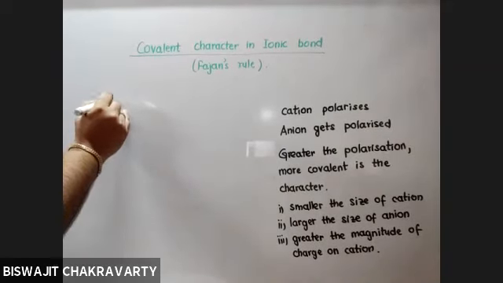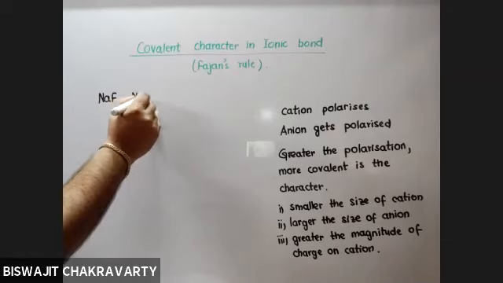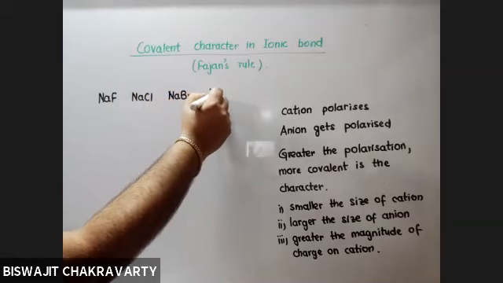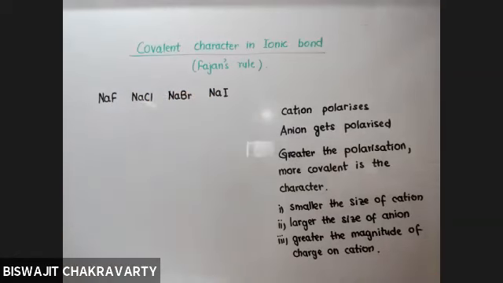Now, keeping in mind this particular fact, whatever we have discussed so far, suppose you are given compounds like sodium fluoride, sodium chloride, sodium bromide, and sodium iodide. All of them are ionic compounds because the bond is formed between group 1 element and group 17 element. But out of all of them, if it is asked who has greater covalent character, we need to follow the Fajans rule.